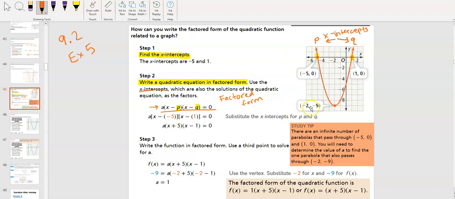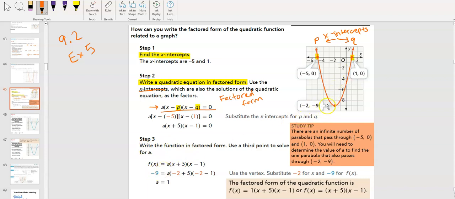So on this right here, we're going to plug in the information. It's x minus your x-intercept, and x minus your other x-intercept. So they plugged in the negative 5 and 1, and they got x plus 5, x minus 1. Now, we don't know what A is yet, so you would have to solve that, and it looks like they did that here in step 3, but you have this factored part of your equation for now. Then in step 3, they use the third point to solve for A.